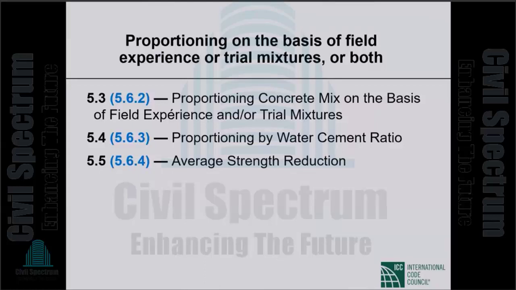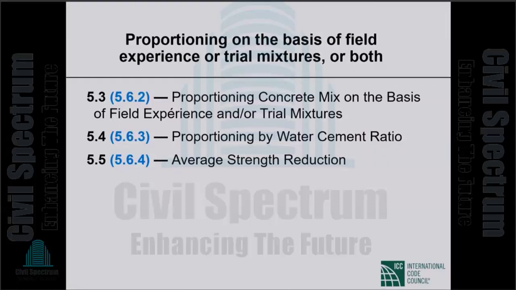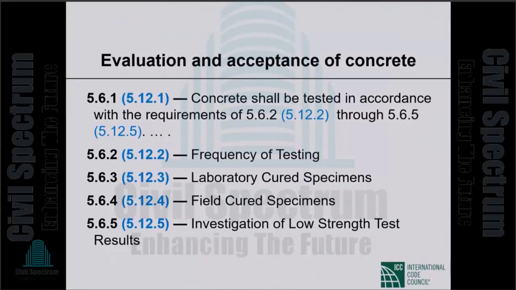Proportioning on the basis of field experience and or trial mixtures, proportioning by water cement ratio when you don't have the basis, field experience or trial mixtures. If you proportion by water cement ratio, then there is strength reduction that is specified. So all those details are in BNBC 2020. Evaluation acceptance, here we talk about testing, frequency of testing, lab cure specimens, field cure specimens, investigation of low strength test results.